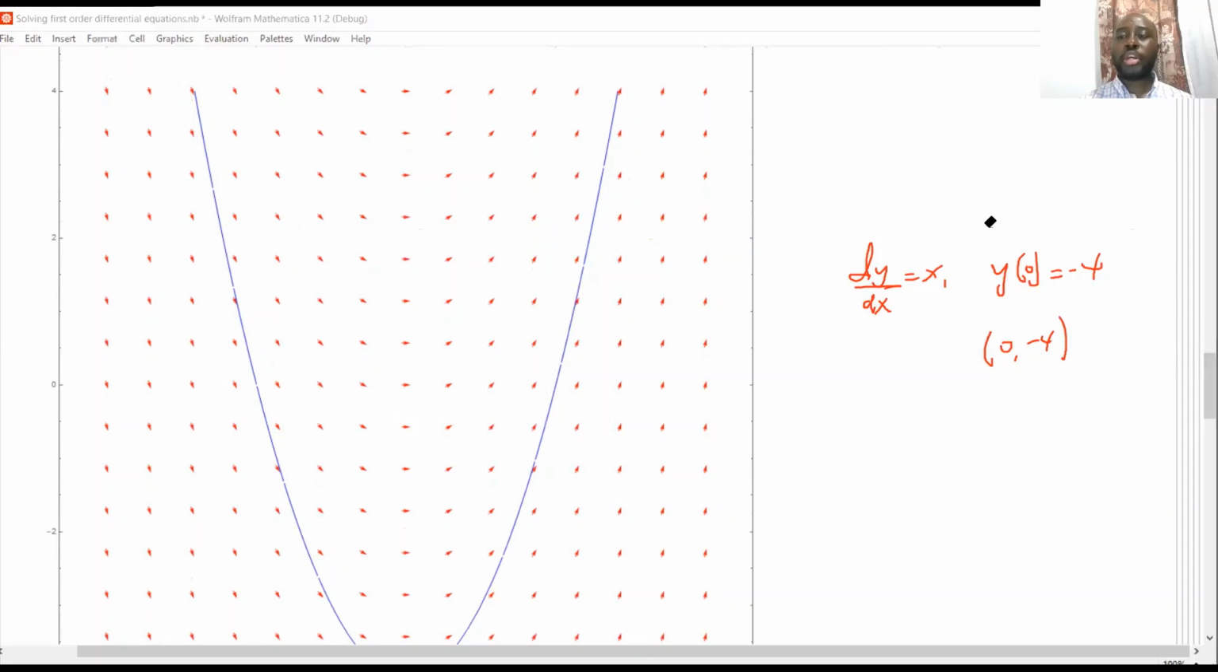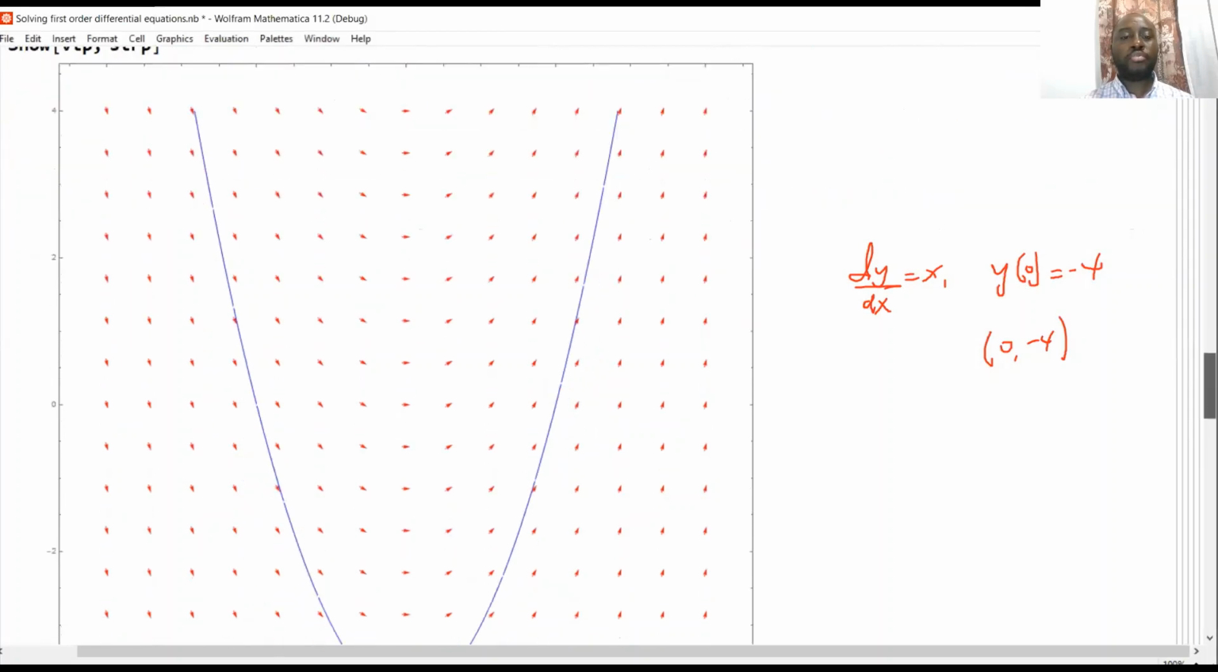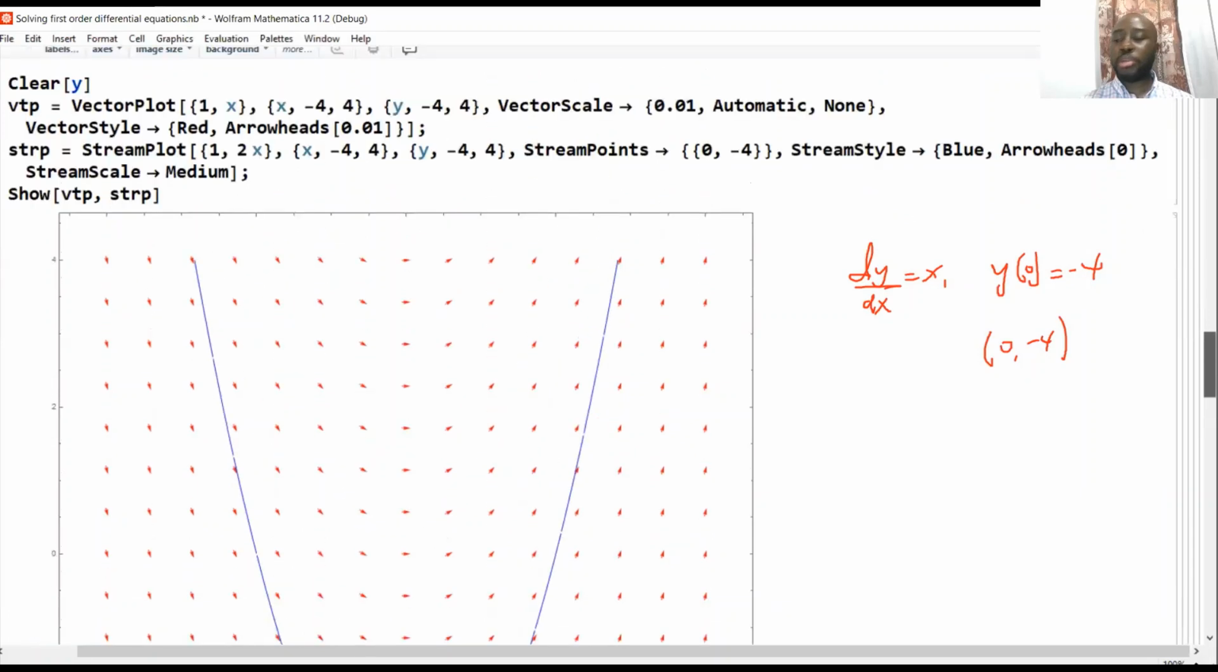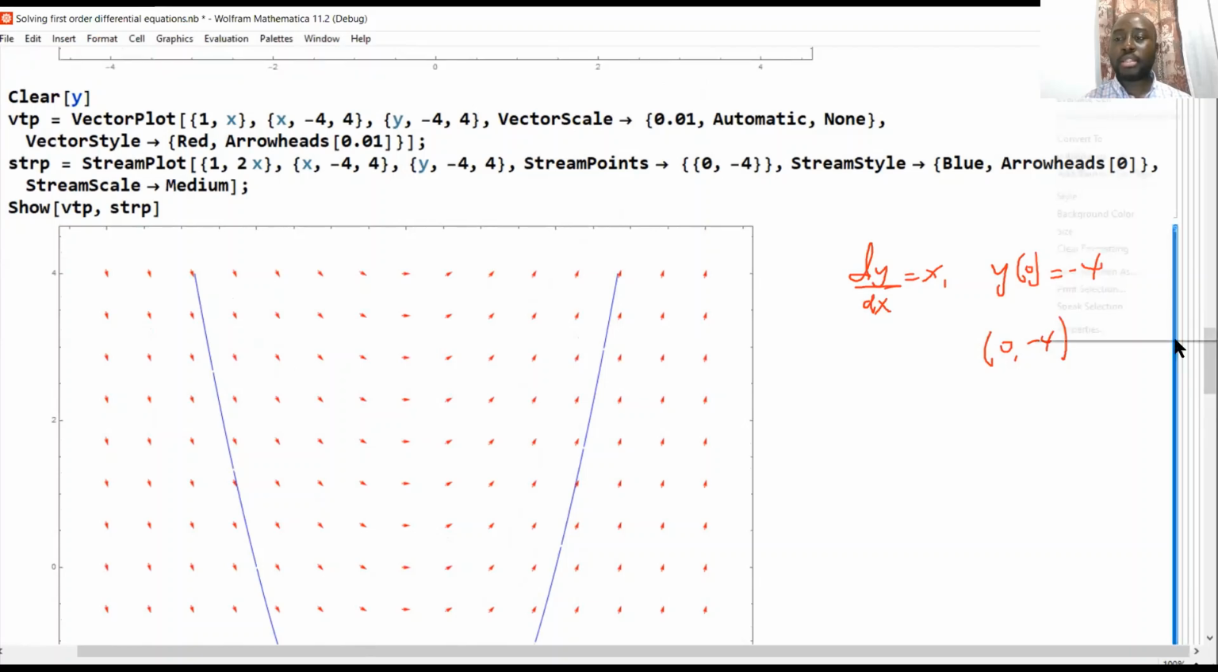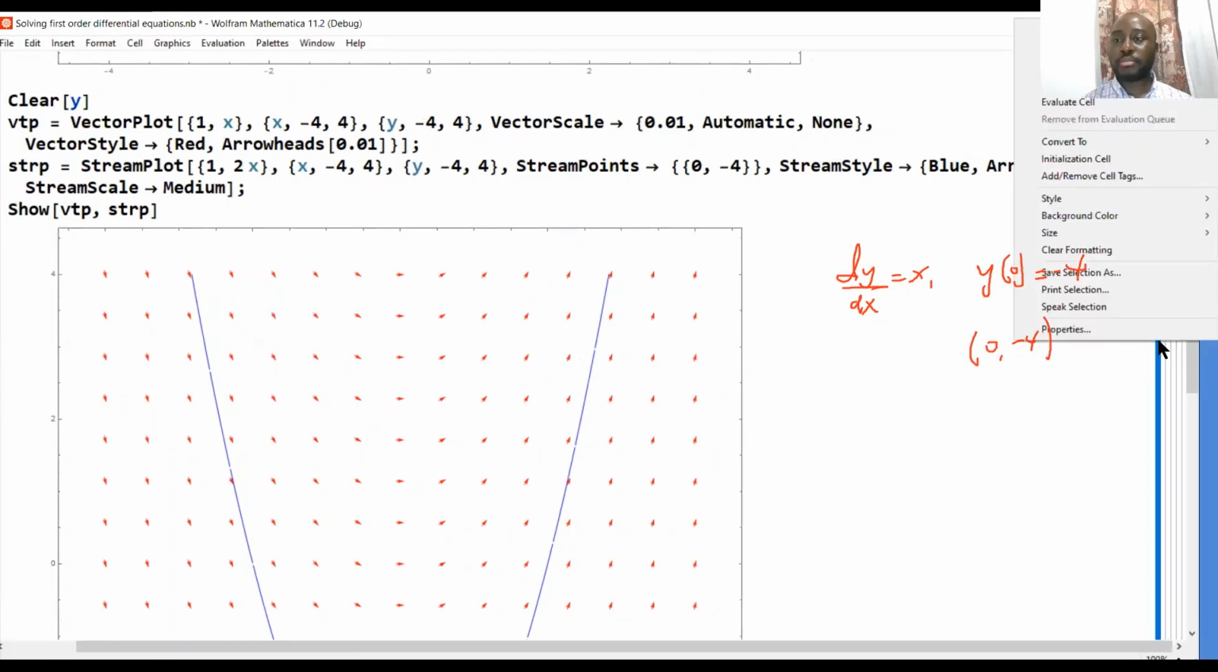Okay, so you can also do that. You can also visualize particular solutions using Mathematica. Now if you want to copy this output and print it, or for your homework, if you go to the sidebar to your right, notice that when my cursor gets to this sidebar, it turns blue. If you right click this sidebar, it gives you options.